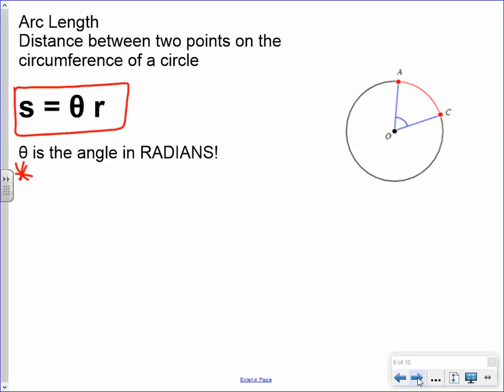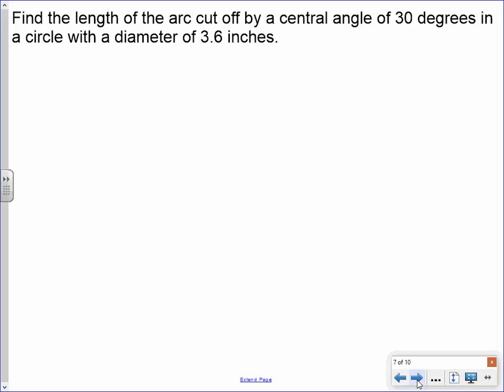Okay. All right. So I want to know the length of the arc. Okay. Arc length, length of the arc, means the same thing. Cut off by a central angle of 30 degrees in a circle with a diameter of 3.6. Okay. So first of all, I see find the length of the arc.